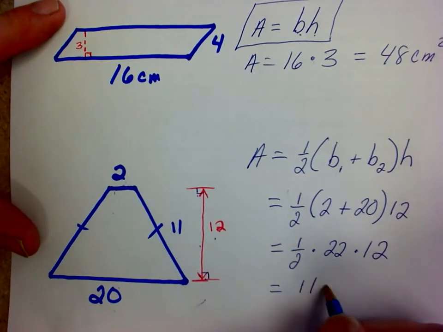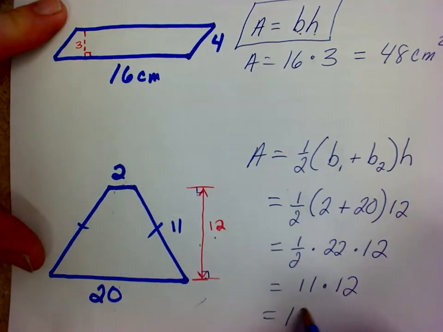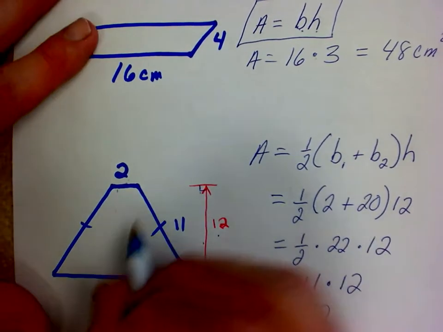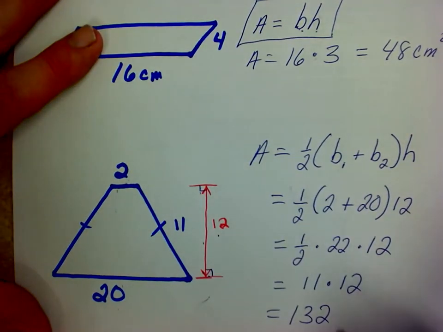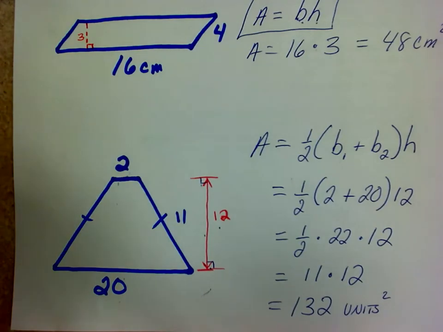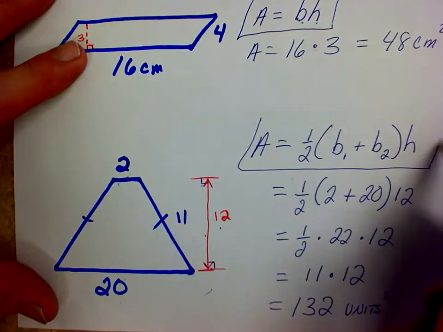So now we get 11 times 12, so we get 132. I guess I left units off of this one. I didn't give us any title there, so we'll just say 132 square units. Those are the three formulas you will need to use tonight.